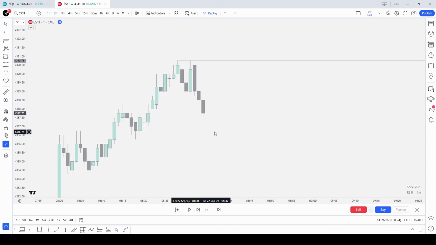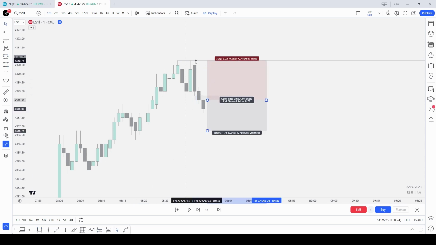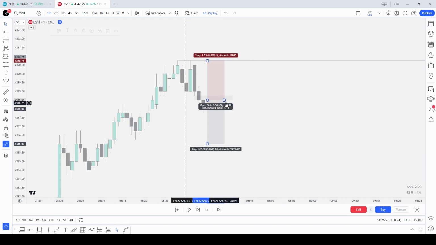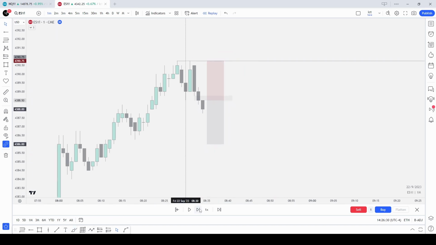We move forward. Now we look for what? Our fair value gap to be created, which happens here as we move down. And that would be a sell, stop loss 9 points up there, and then a target, a nice 10 points down there. Again, a 1-to-1. Let's see if it plays out.